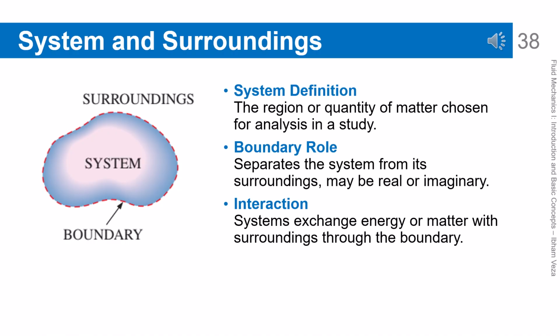System and surroundings. A system is the part of the universe chosen for analysis. The system boundary separates the system from its surroundings and can be real or imaginary. Energy or mass can cross this boundary. Properly defining the system is essential before writing the governing equations. A wrong system definition will lead to incorrect analysis.